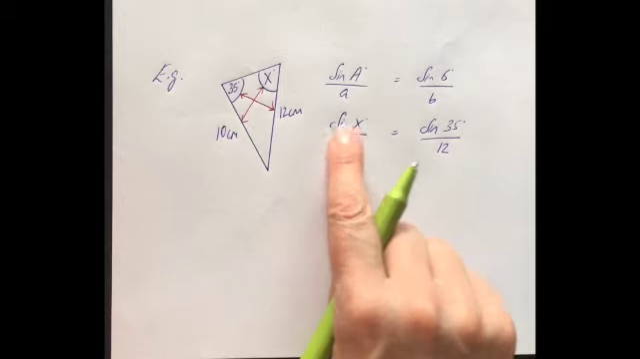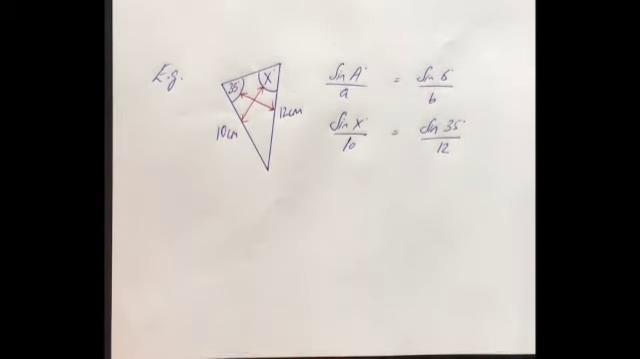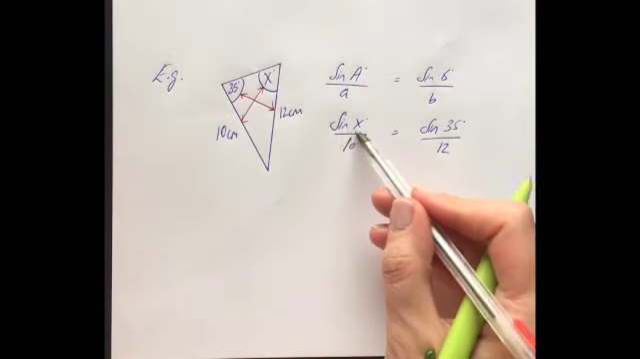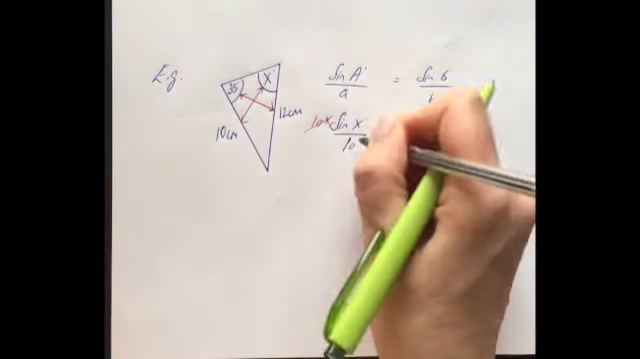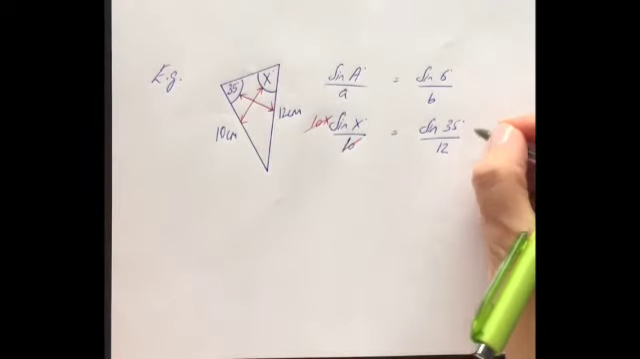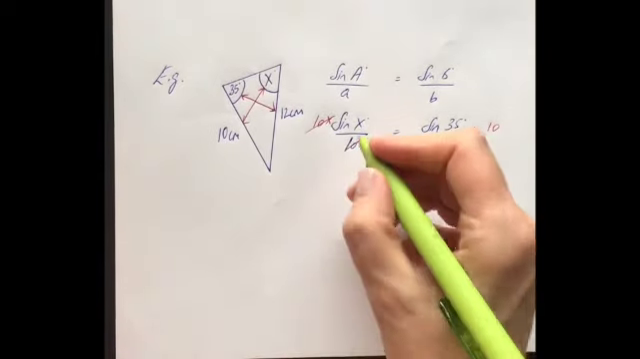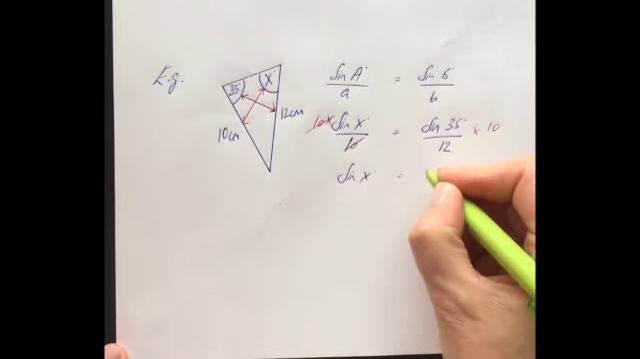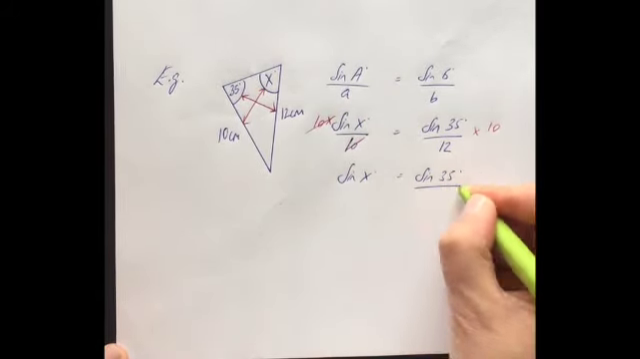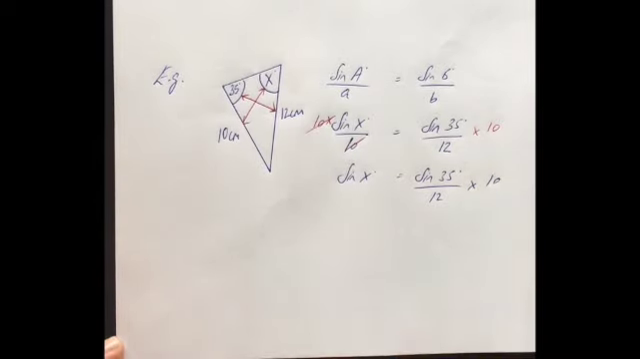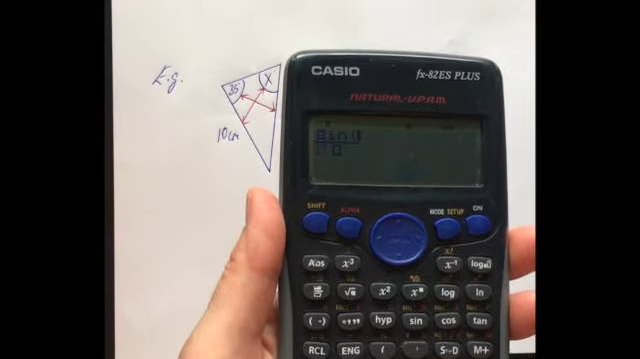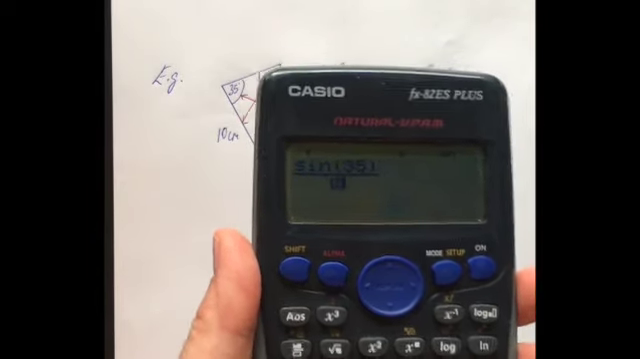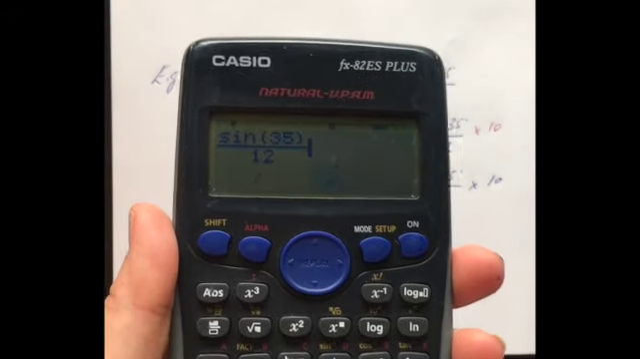I want to get x on its own, but of course this one's a bit trickier. I'll have to get sine x on its own first before I can get x, the angle, on its own. So in order to get sine x on its own, I'll want to get rid of the divide by 10. So I'll multiply by 10. That will get rid of that. But of course, if I multiply the left-hand side by 10, I've got to multiply the right-hand side by 10. So that leaves me with sine x is equal to, and then I have sine 35 degrees over 12 times 10 on the right-hand side. So let's have a look at this. We're going to do all of this on the calculator. So sine 35 on the top over 12 on the bottom, and then multiplied by 10.